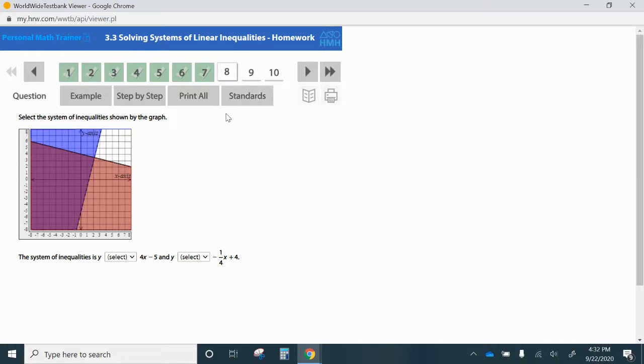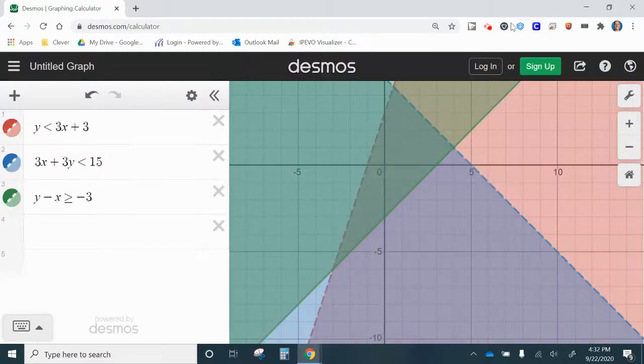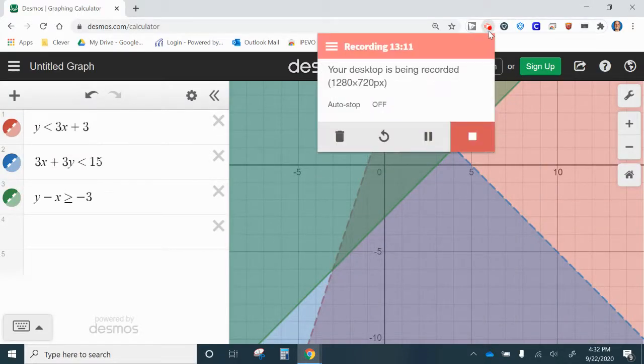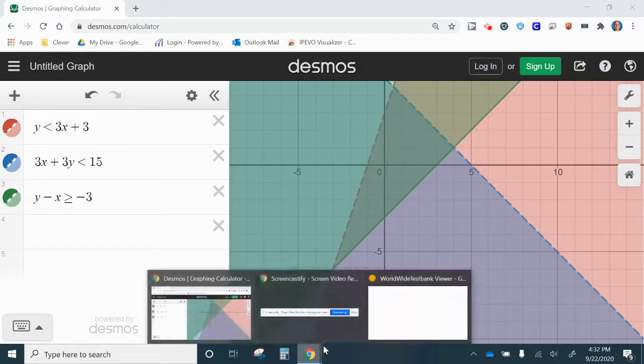All right, number 8. Select the system of inequalities shown by the graph. The system of inequalities y is, so let's see if I can get that pen.